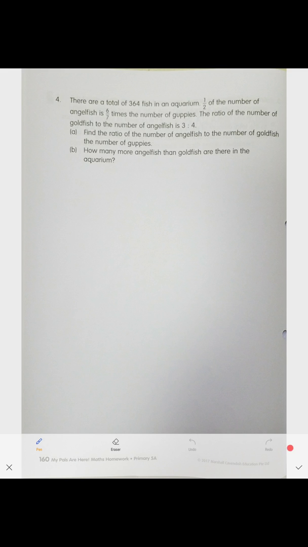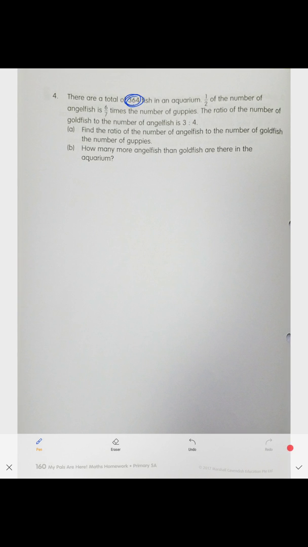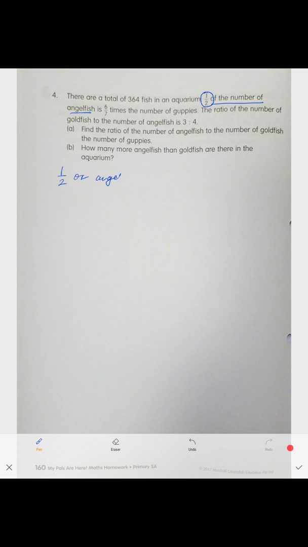Everything again step by step. We are working with the fish, right? The number of the fish. So this is what you have to keep in mind. So 1/2 of the number of angelfish is the same thing as 6/7 of the guppies. Right?